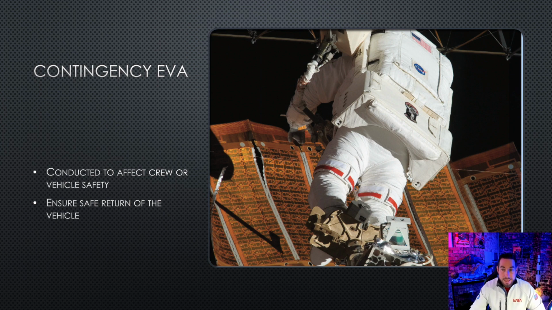So this is a very dangerous activity that had to happen, but this is something that had to be done right away in order to maintain structural integrity of the space station, the safety, the continued operation of the space station, and to ensure that crew could return safely. So this contingency EVA is something that has to be done, otherwise it's going to affect the overall outcome of the mission.